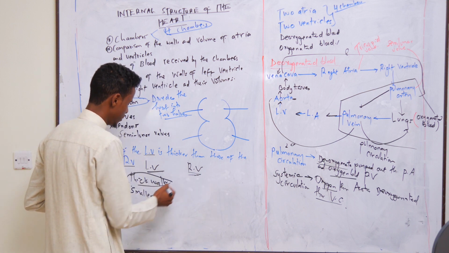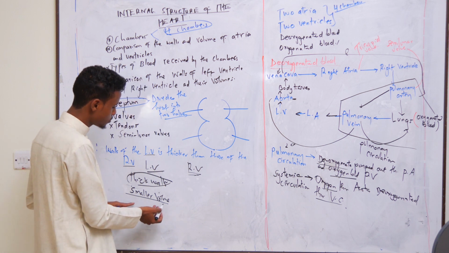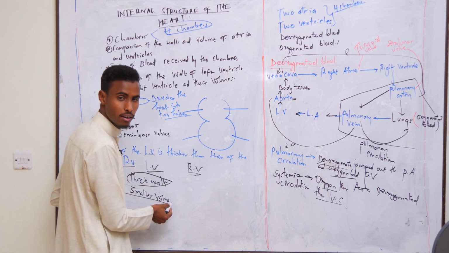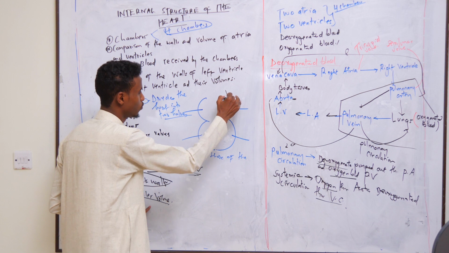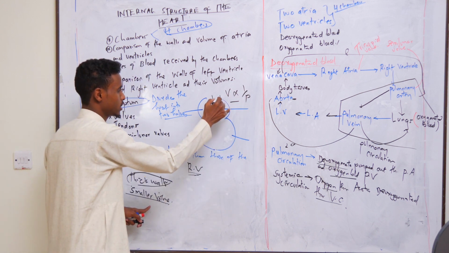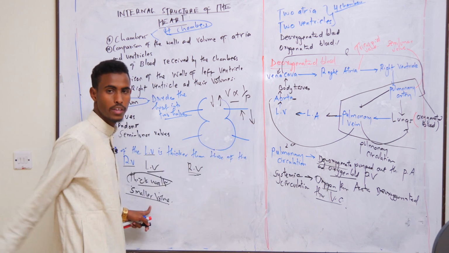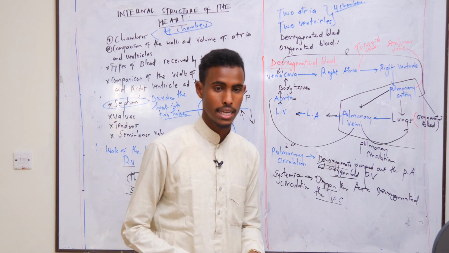Again, the left ventricle has a smaller volume. Why? Because the smaller the volume, the higher the pressure. And you know the relationship between volume and pressure is that when volume is small, pressure will be high, and when volume is high, pressure will be low. They are inversely proportional.